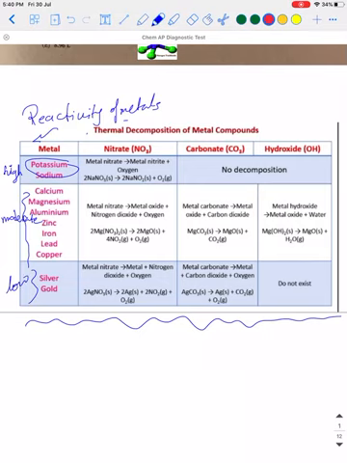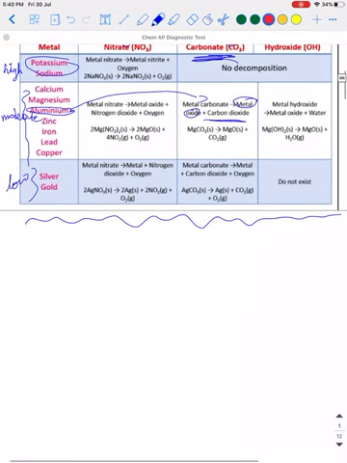What interests me here in this table is this one. I'm talking about aluminium. If I have aluminium carbonate decompose, I'm expecting metal oxide and carbon dioxide. So by this, I know how to write the equations. Please note the nitrate ion, NO3 minus, carbonate, CO3 2 minus, and hydroxide, OH minus.